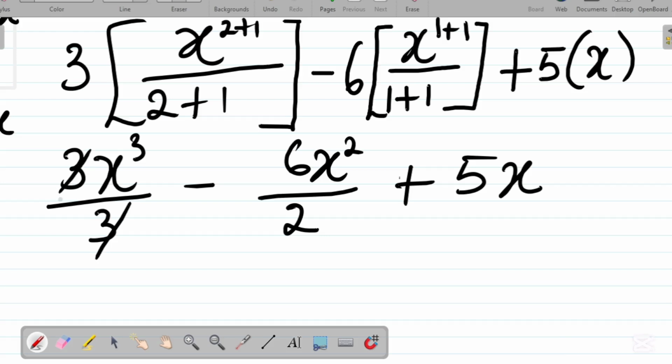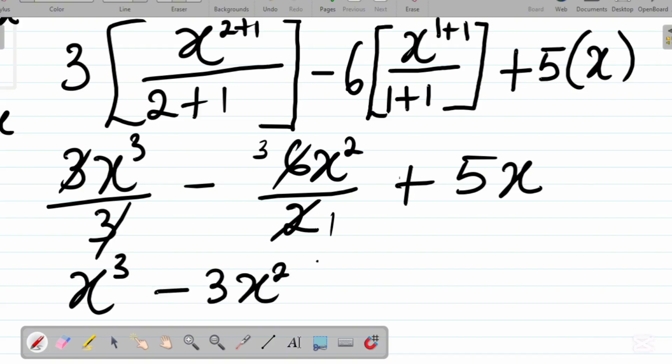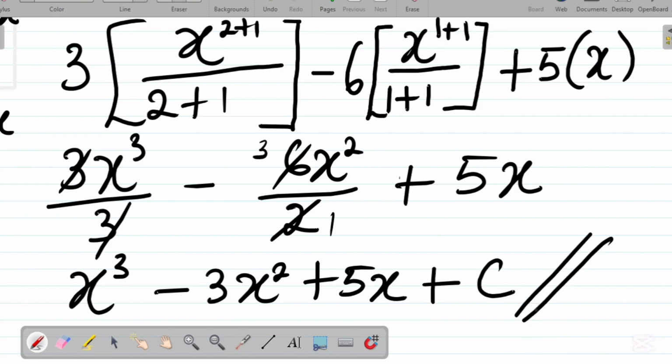3 cancels 3. 2 into 2 is 1. 2 into 6 is 3. So we are left with x raised to power 3 minus 3x squared plus 5x, and then you attach your integration constant, which is c. So this is our final answer.